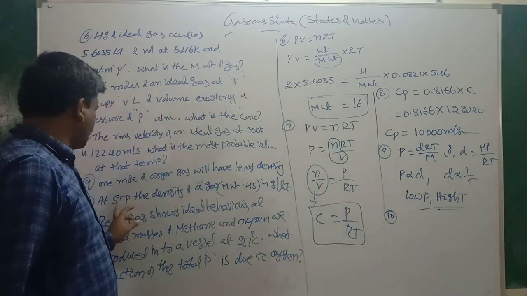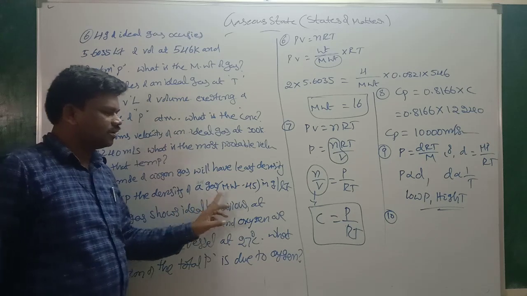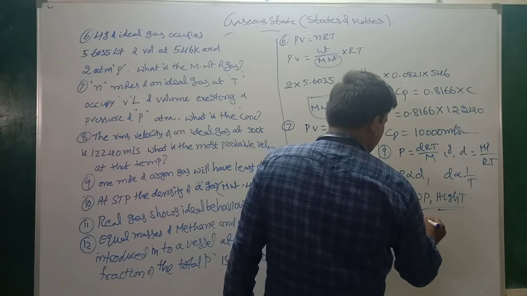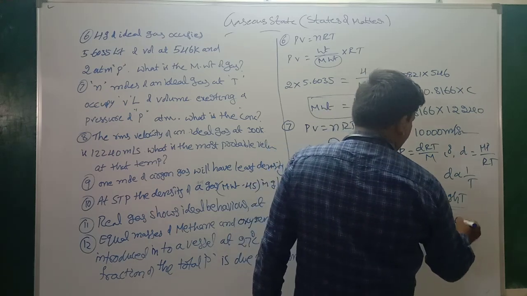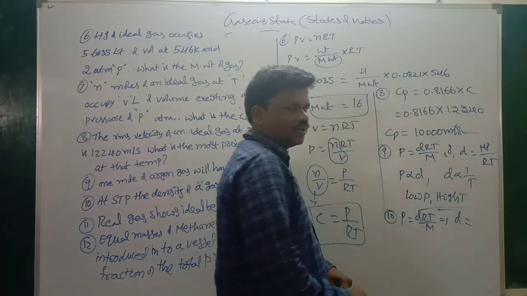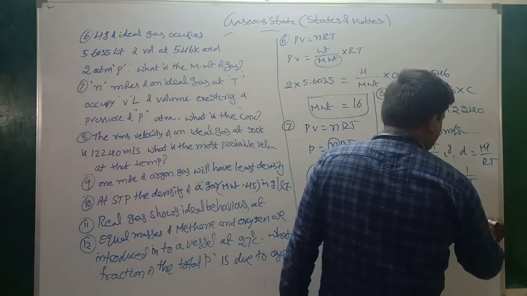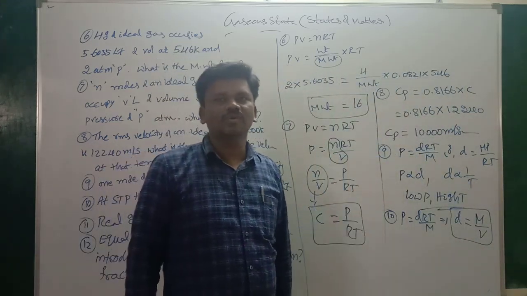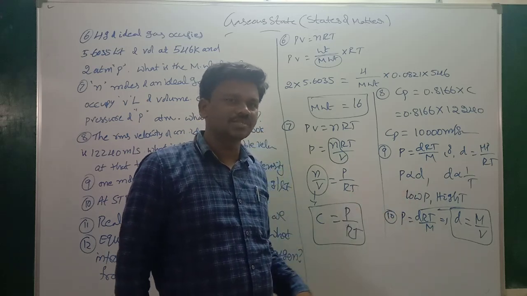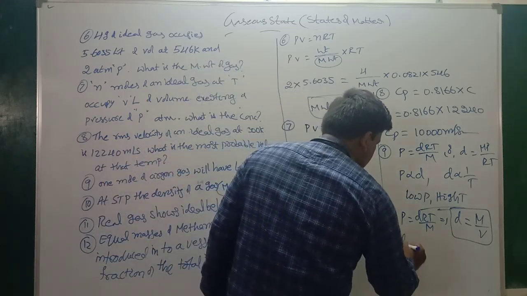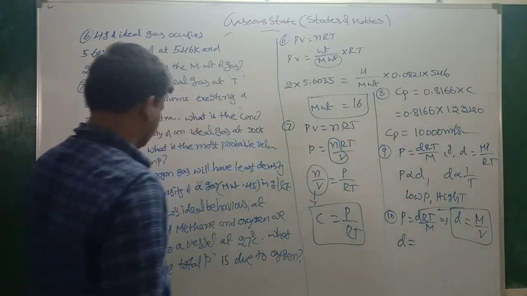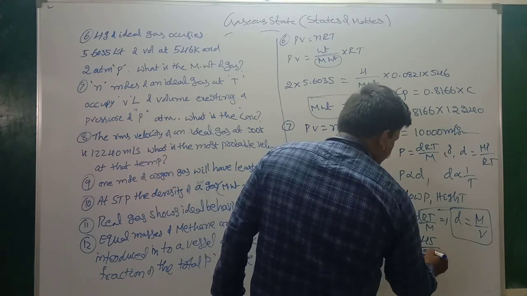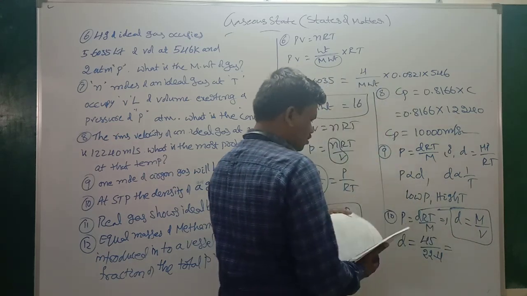Another one, at HTP the density of a gas in grams per liter. At HTP condition, generally P equal to dRT by M, or d is equal to the relation between density and molecular weight. d is equal to mass by volume. Density is the ratio of mass by volume, which gives density at HTP conditions. That means density d is equal to mass 45 and volume at HTP 22.4 liters.